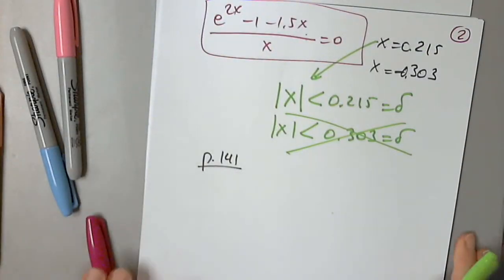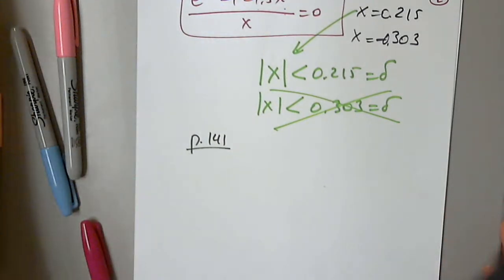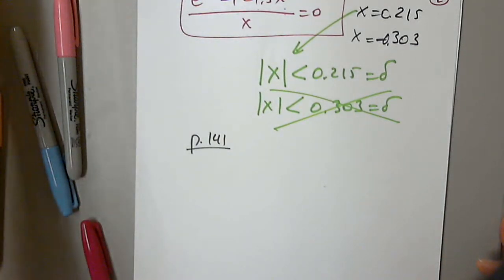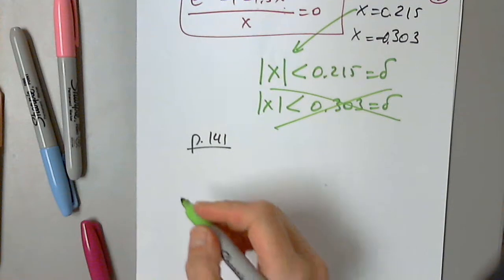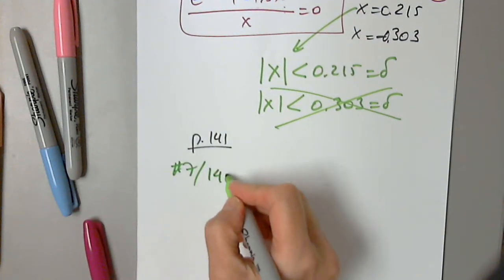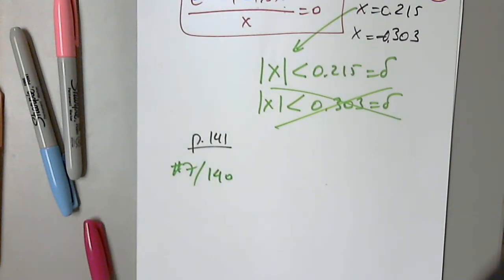7. Very good. So let's look at 7. So we're looking at 7 on page. Did I change that limit? No. Okay, so this is problem 7 actually on page 140. And this is limit. I have to copy all these conditions.